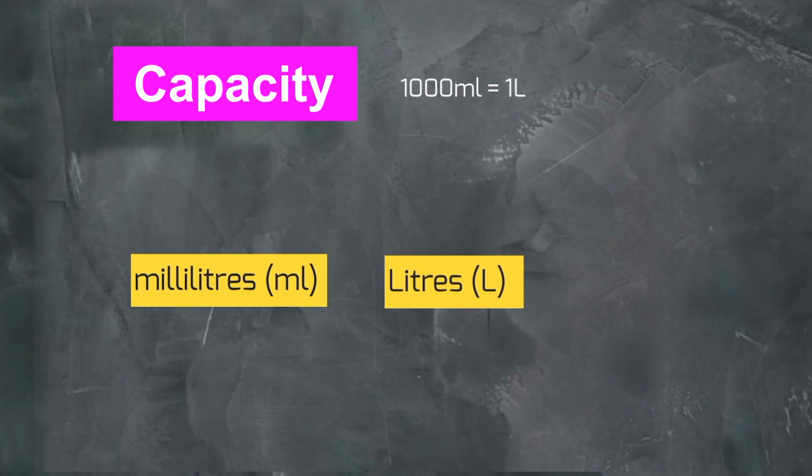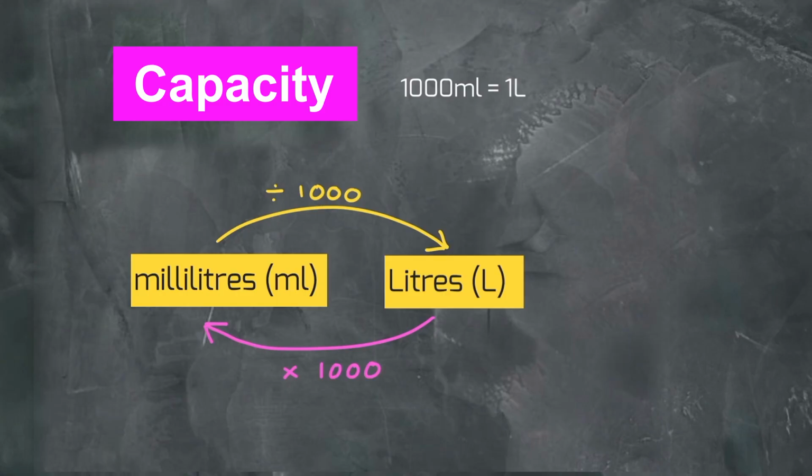Finally, let's look at capacity and how we would convert between those units of measure. We can see that we have 1,000 millilitres, which equals 1 litre. To convert millilitres to litres, we divide by 1,000, as there are 1,000 millilitres in 1 litre. To convert litres to millilitres, we would multiply by 1,000, like this.